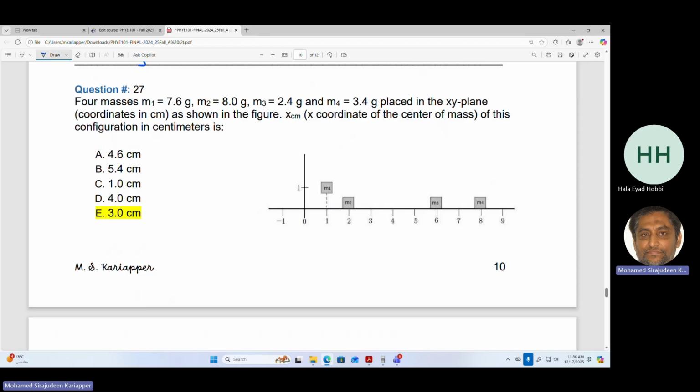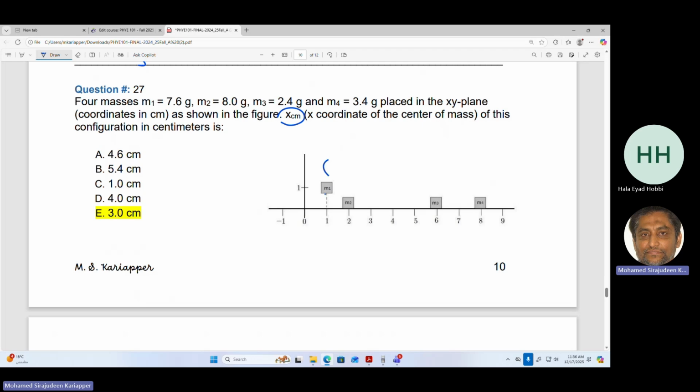Number 27. This is a straightforward question. I will not do it. M1 x1 plus M2 x2 plus M3 x3 divided by M1 plus M2 plus M3. You want me to do it? This is x center of mass, right? Each one has a coordinate.